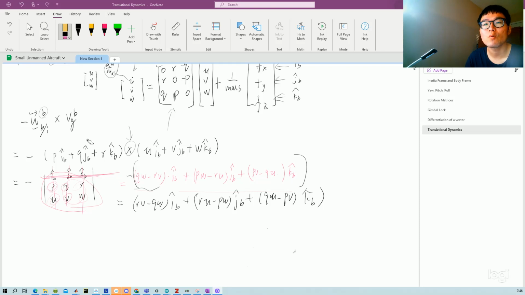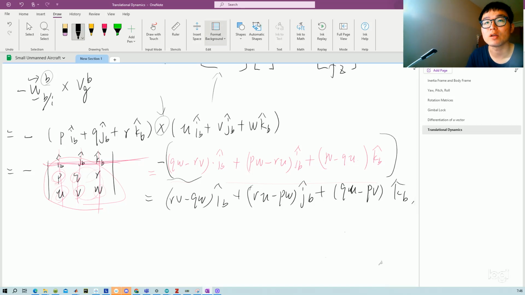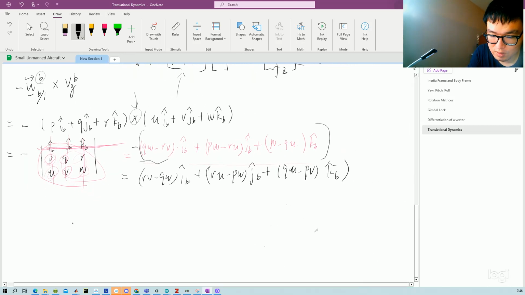In the last video, when I tried to do the cross product between two vectors expressed in a 3D orthogonal frame, I made a mistake. So in this video, I will show you clearly how to do it. In order to compute this angular velocity vector cross product with linear velocity vector correctly, we have to cover the basics of cross product.